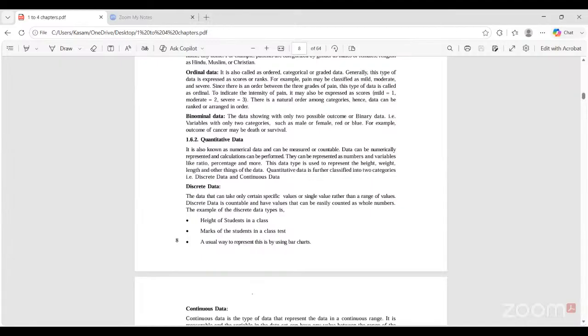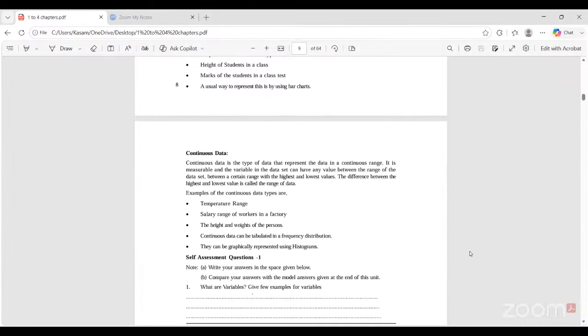Marks of the student. A usual representative being this one. Continuous data, see here. Continuous data represents data in a continuous range. It is measurable, and the variable can have any value within the range, between the highest and lowest values.